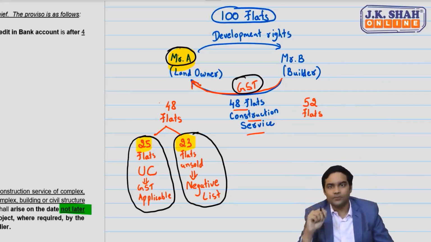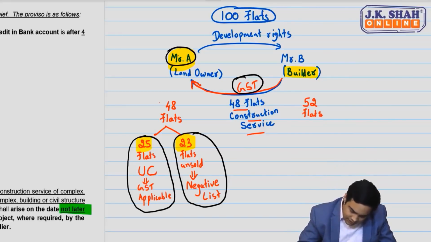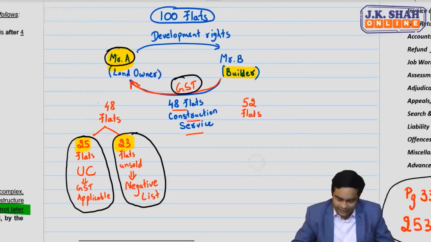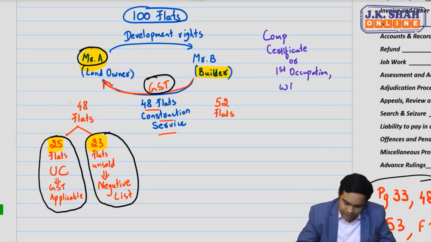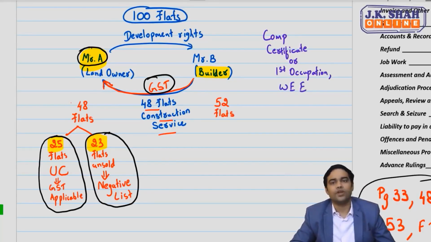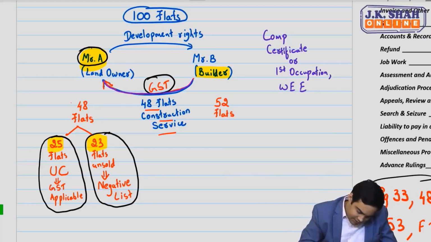Clear with this much? Now the question is, when will builder charge GST to landowner? The law had said builder will charge GST to landowner when completion certificate is issued or first occupation, whichever is earlier. So when the building is complete, that's when builder will charge GST to landowner.